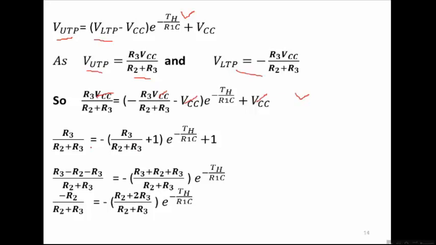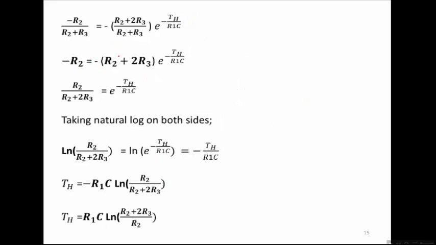Then after rearranging these terms and solving this equation for TH, we can further see that this term is cancelled with this, and then moving it to the other side and taking the natural log on both sides, this log and e cancel, and we end up with T high equal to minus R1 into C log of this expression, and then this minus can be omitted by reversing this ratio, and finally TH would become equal to R1 into C log of (R2 plus 2R3) divided by R2.